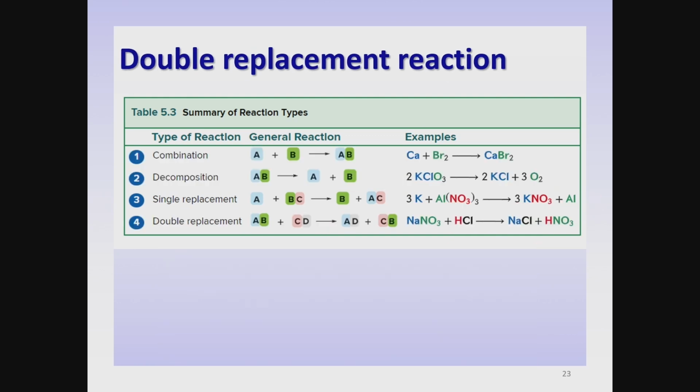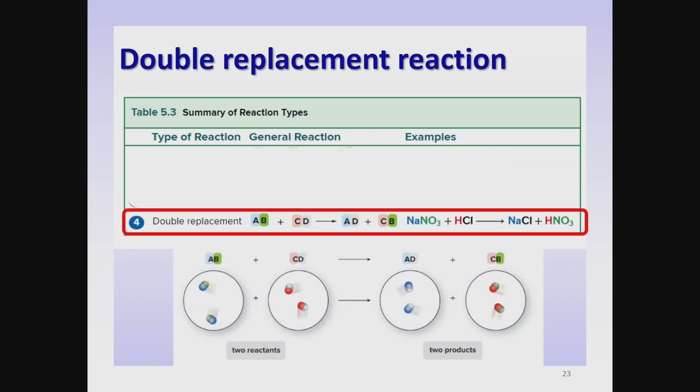And our final reaction is the double replacement reaction. And so here I'm looking at an example of this. And so what I want you to notice in a double replacement reaction, we have two reactants here and two products. And the reactants, they must be two. You can't have three, you can't have one, you can't have four. Same thing with the products, you must have two.